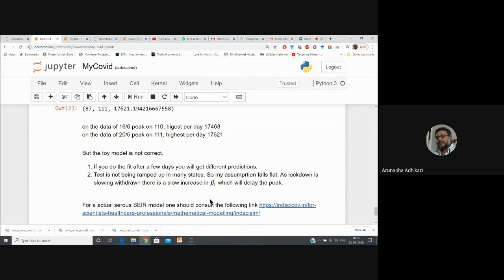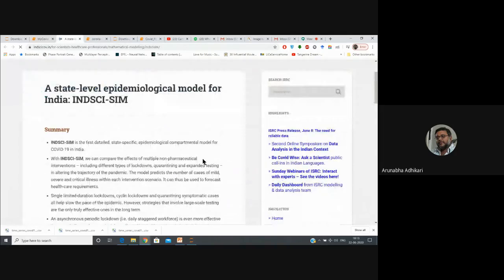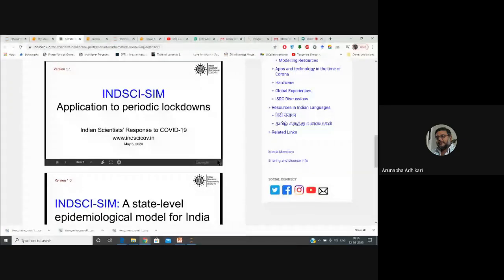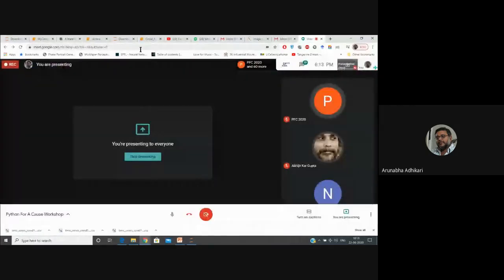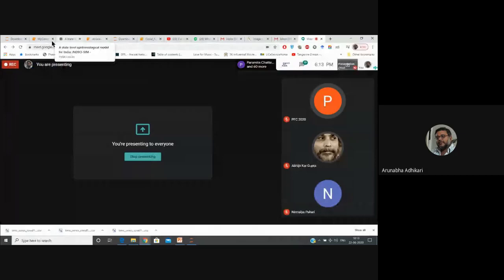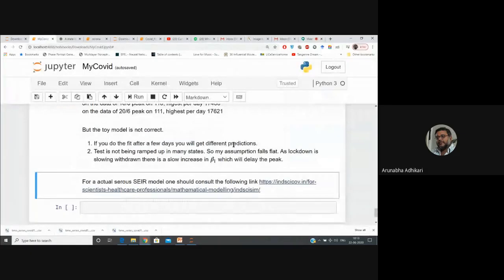But if you really want to see a real kind of SEIR model, one should see this kind of site where people are trying to model things more seriously. And the predictions that they are making can be taken much more seriously. My thing is just my personal playing, and I showed it just to convince you that this is the power of Python, and I can play and do different kinds of things with the data.